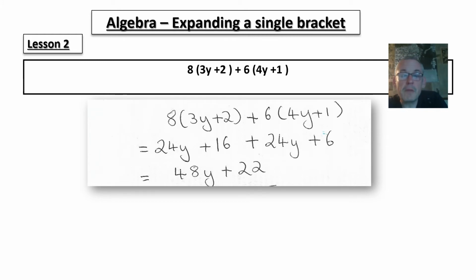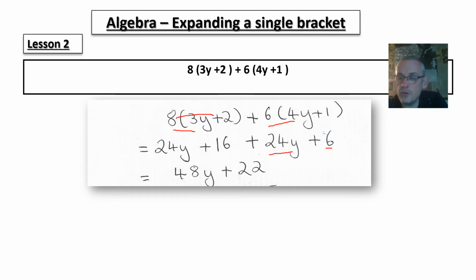There we go. So we take the 8 times 3y, so that's 24y. 8 times 2 is 16. 6 times 4y, I should say, is 24y. 6 times 1 is 6. Then look at the y's. 24y plus 24y is 48y. 16 plus 6 is 22. Okay, and then we leave it as that.